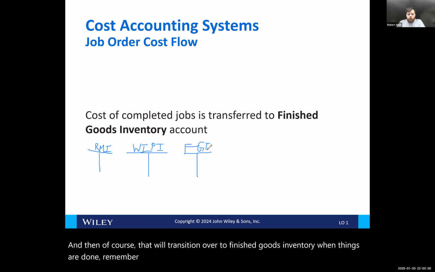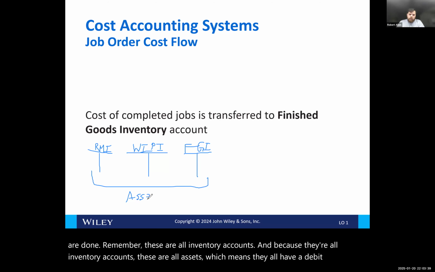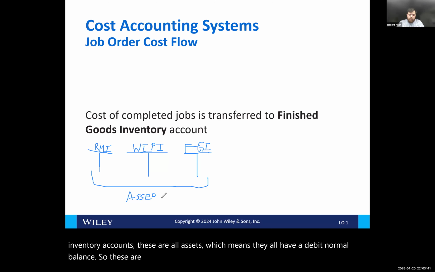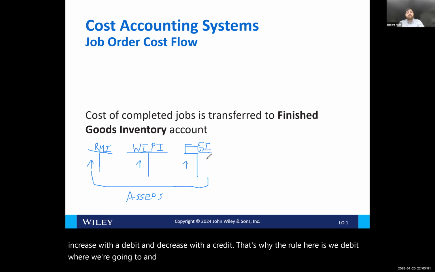Remember, these are all inventory accounts, and because they're all inventory accounts, these are all assets, which means they all have a debit normal balance. So these are your asset accounts that we're dealing with. That means they all increase with a debit and decrease with a credit. That's why the rule here is we debit where we're going to, and we credit where we're coming from.